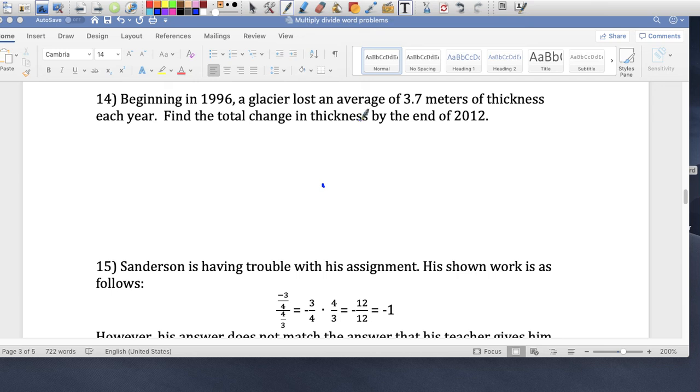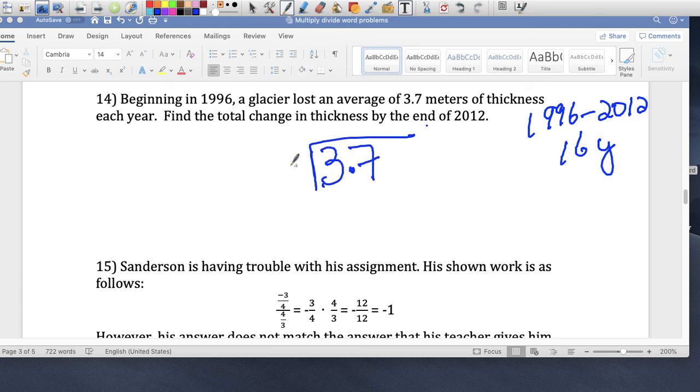Is it 14 years? 12 plus 4, 16 years, I'm sorry. This is 16 years. Alright, so from 1996 to 2012 is 16 years. 12 plus 4. That'll be 14 years. No, 16. Why do I keep saying 14? 16 years. Now let's divide 3.7 divided by 16. Let's see how much the glacier lost every year.